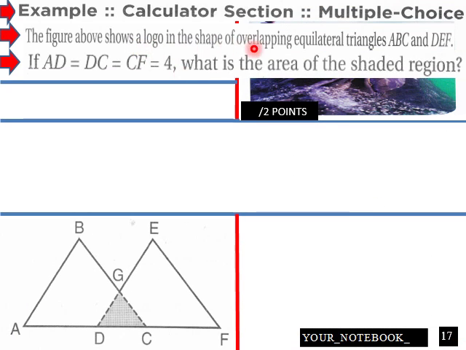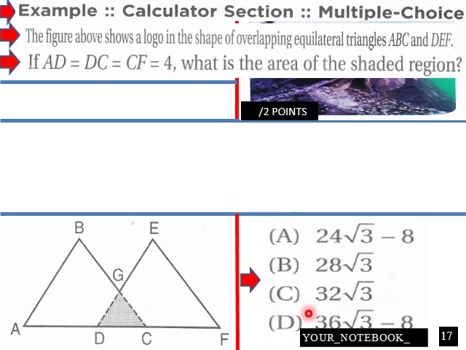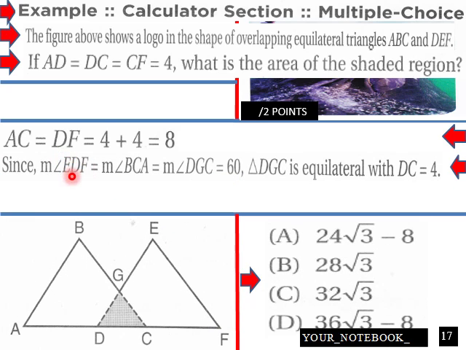The figure shows a logo in the shape of overlapping equilateral triangles ABC and DEF. If AD equals DC equals CF equals 4, what is the area of the shaded region? And then here are possibilities for that. So AC equals DF equals 4 plus 4 equals 8. Since the measure of EDF equals 60, triangle DGC is equilateral with DC equals 4.